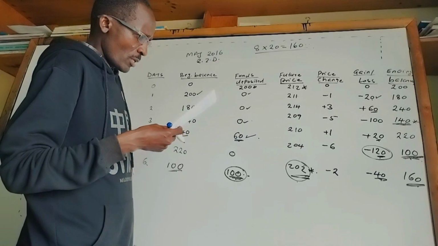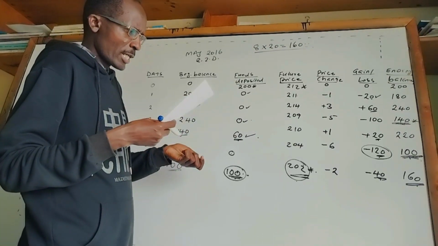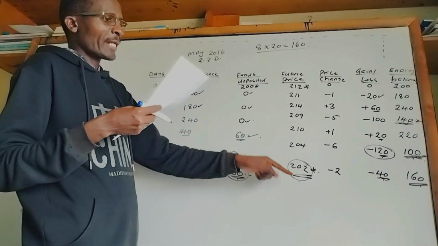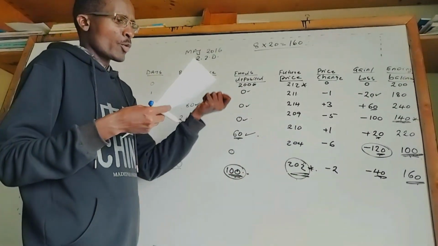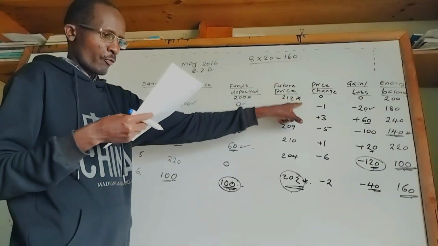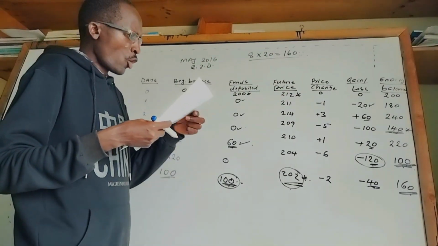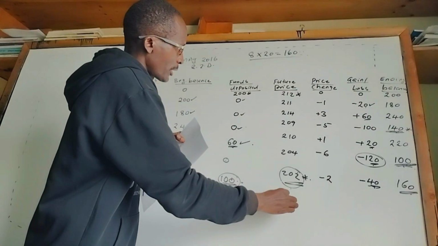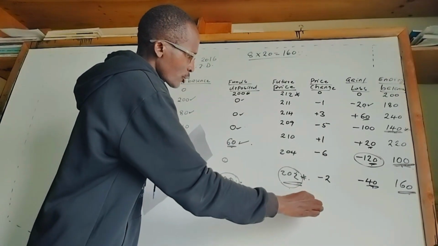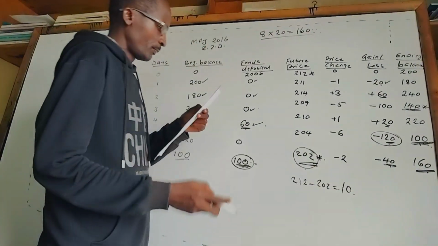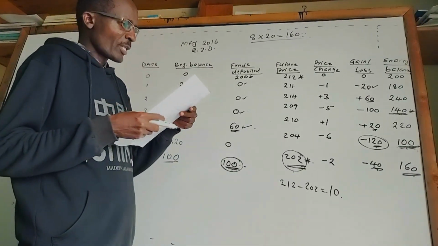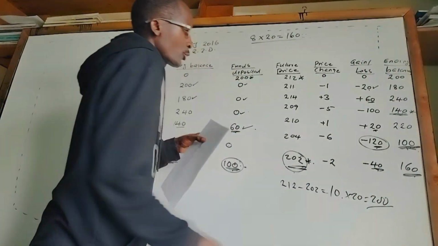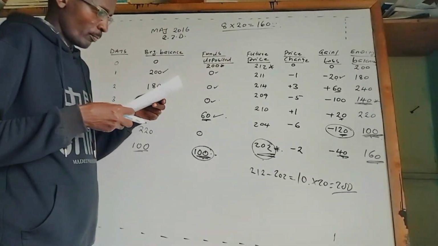So on day 6 you deposit $100. By the end of day 6 the price is 202, a decrease of $10 from your purchase price of 212. Then your loss so far is 10 per contract. So here we mean 212 minus 202 is $10 per contract, times 20, because we have 20 contracts, is $200.